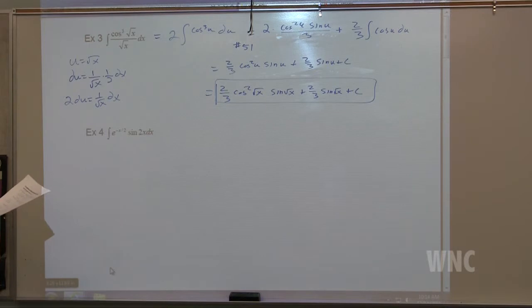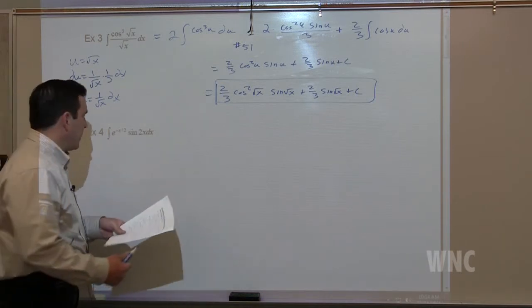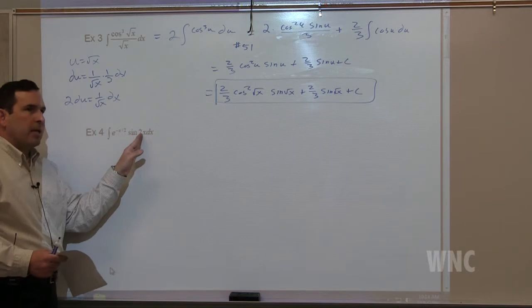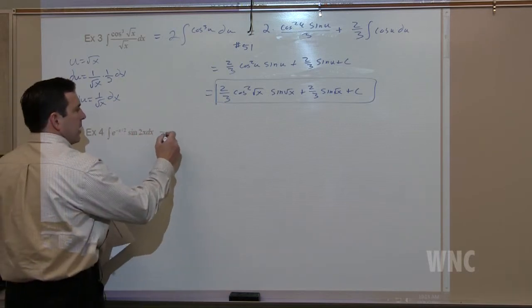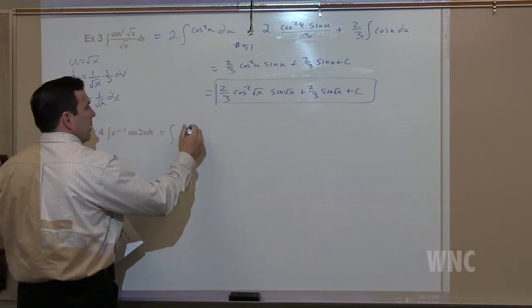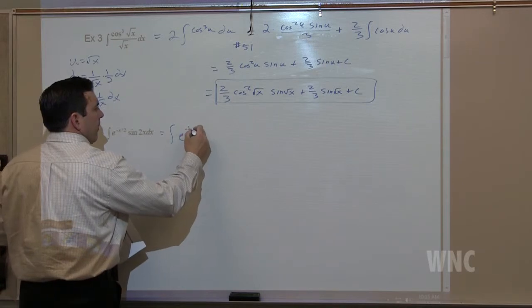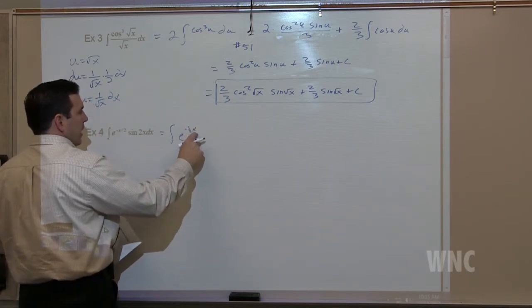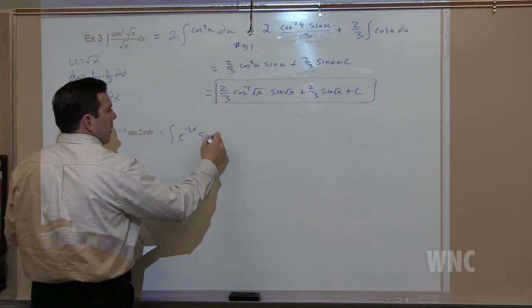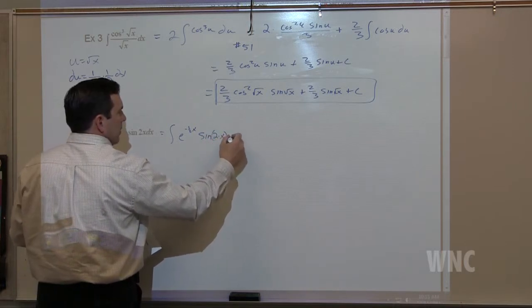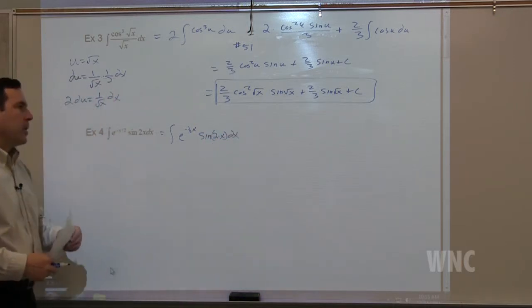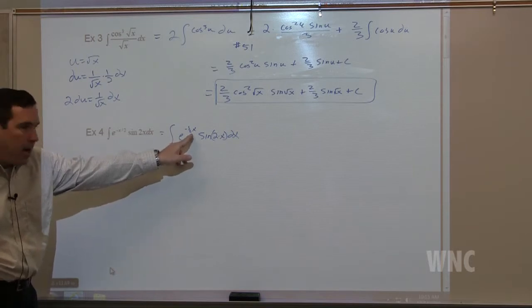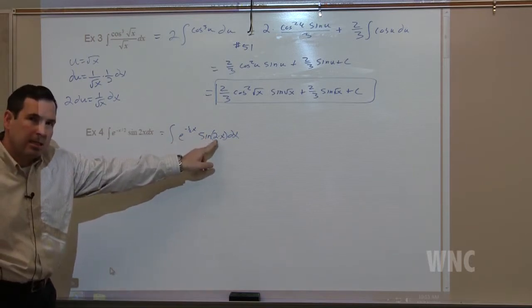Now for example 4, we have e to the negative x over 2 sine 2x dx. So let's look for a formula that has an e to a power and a sine to a power. And it might be helpful to think of this as e to the negative 1/2 times x. So you have some coefficient times x, sine of 2 times x dx. So we have a coefficient for x in the e power and a coefficient for x inside the sine.